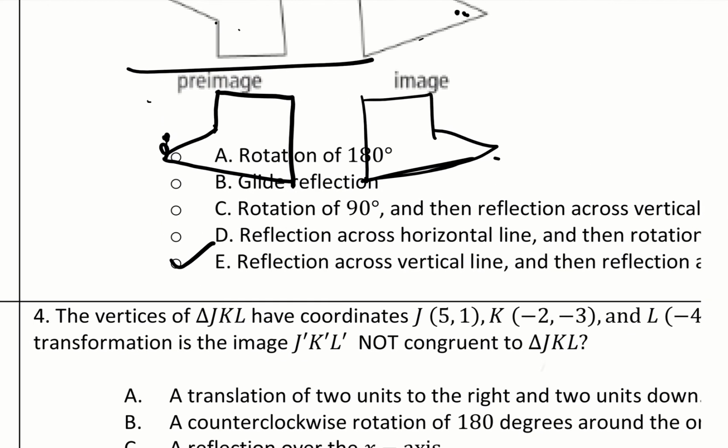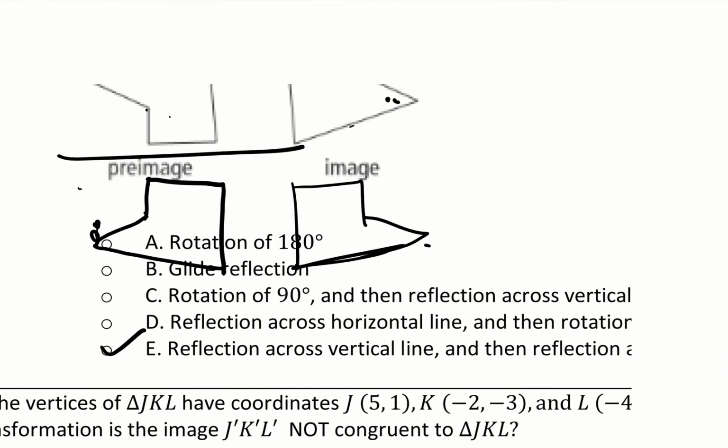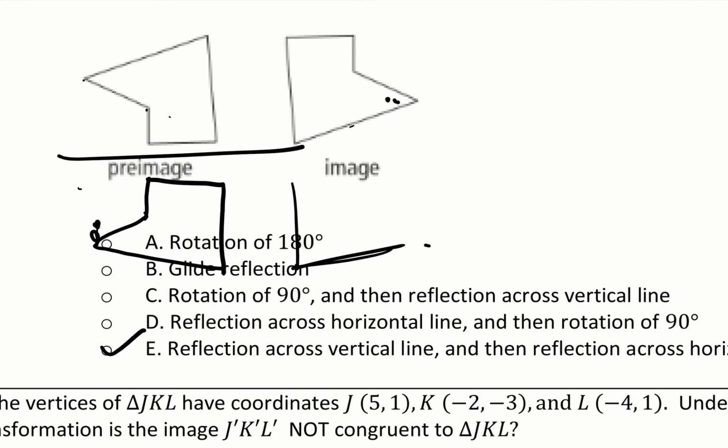For part D, they want you to reflect across horizontal and then rotate it. No, that's not going to work. If I rotate this 90 degrees, it's not going to look like this, and we want it to look like this. So it's going to be A and E here. Okay, there we go. Let's move on to the next one.